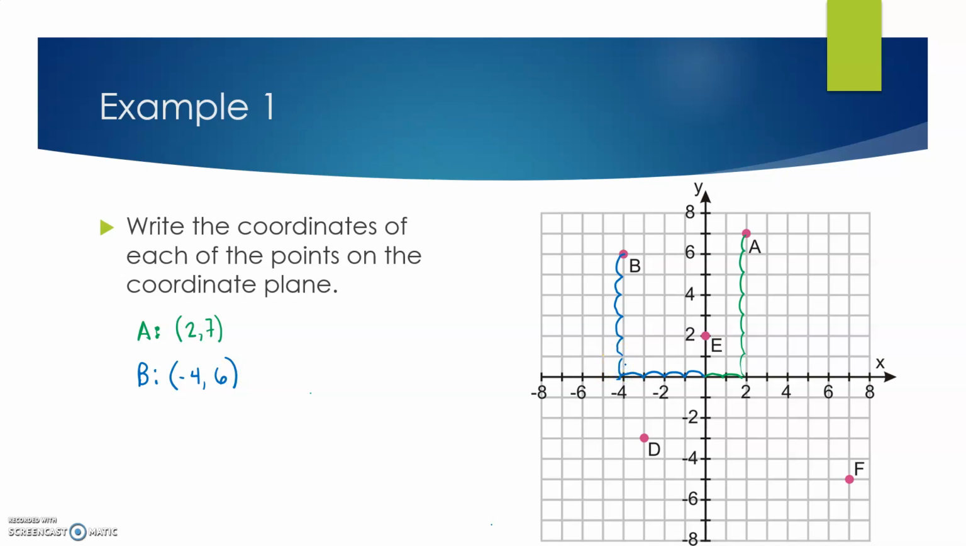And for this one, I did move in the negative x, but I still moved positive y. I moved up, and so that is positive. I don't see a C on there, but I do have a D.